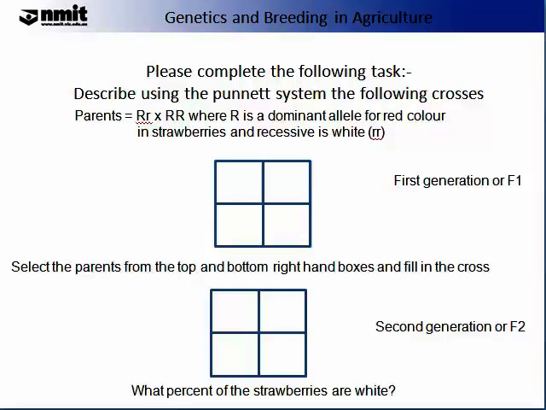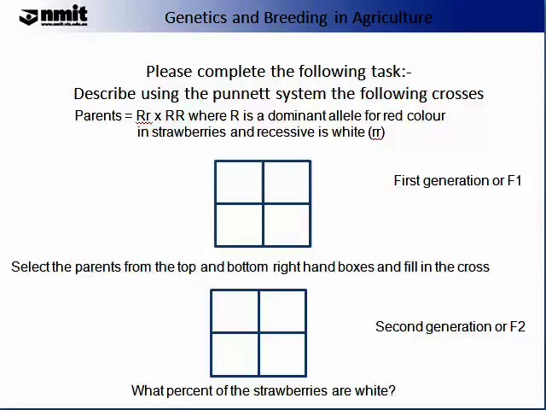I'd like you to please describe, using the Punnett system, the following crosses. These crosses are from strawberry plants. One of them is white and the other one is red. The parents are heterozygous for colour and dominant for red colour. The parents are described as capital R lowercase r crossed with capital R capital R.